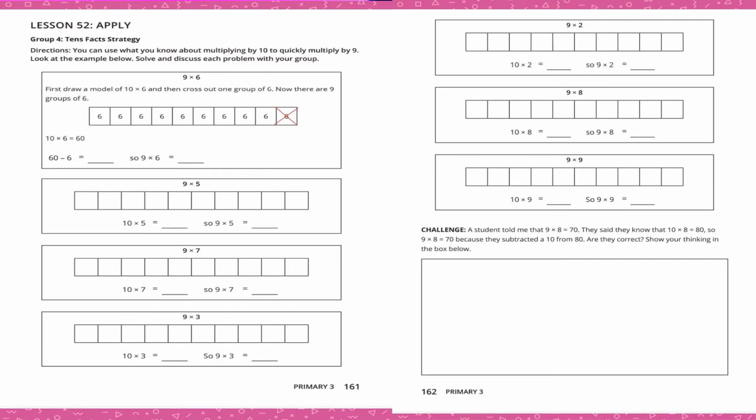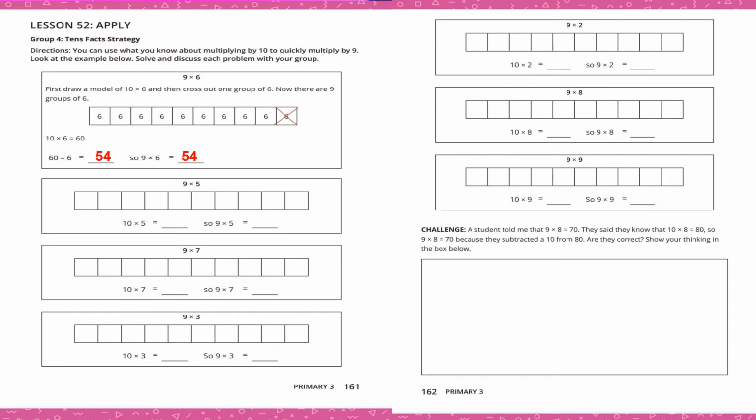So, cancel one group of 6. It means 60 minus 6. 60, take away 6. Okay, so 60 minus 6 equals 54. So 9 times 6 equals 54. Another example. 9 times 5.